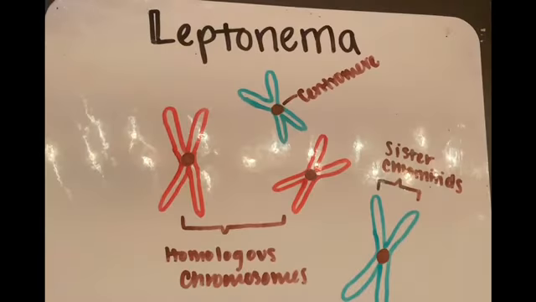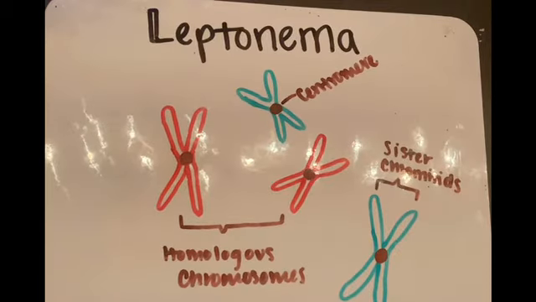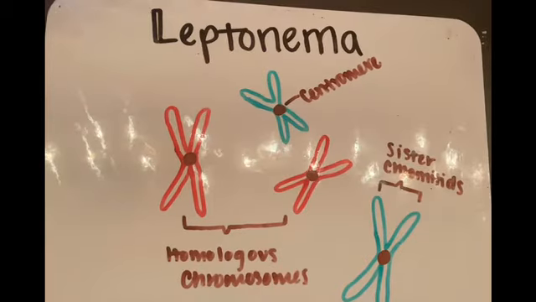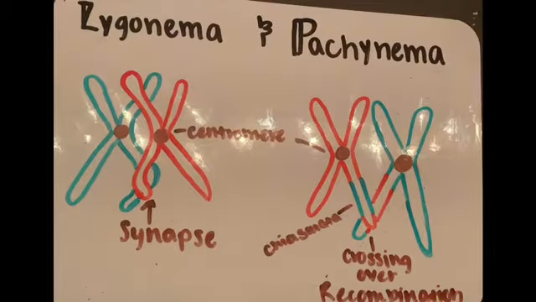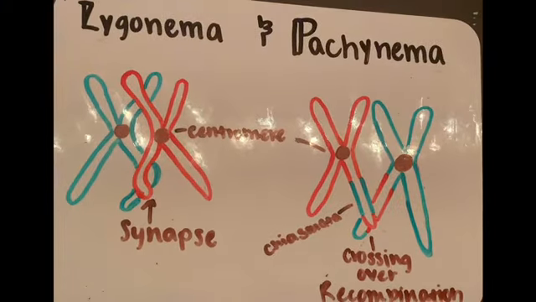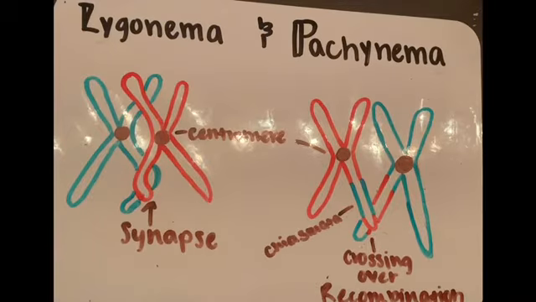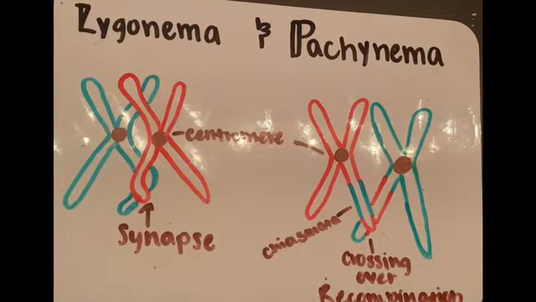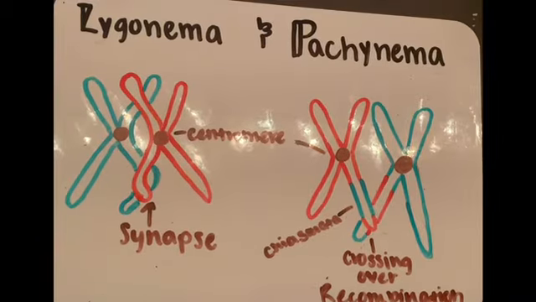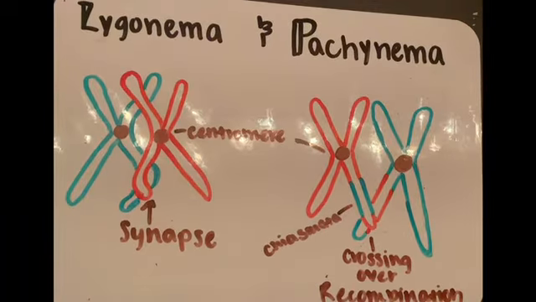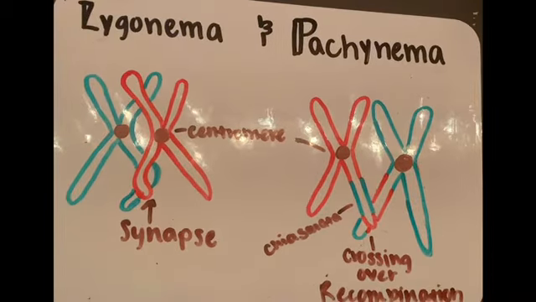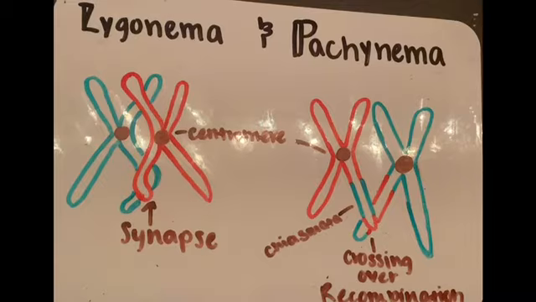To start off with, we have leptonemia. This is where chromosomes become visible, and sister chromatids attach together through the centromere. Next, we have zygonemia and pachynemia. Zygonemia happens first, and this is where chromatids synapse. Basically, they just lay over each other in order for pachynemia to happen next. And that is where chiasmata actually switch, and this is where we get recombinant chromosomes.